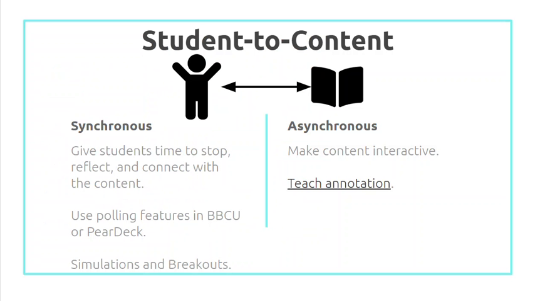The final type of interaction that we want to encourage is student to content. They're making connections to the content. You want to give students time to stop, reflect, and connect with the content. So don't just sit there for 50 minutes and lecture. You want the students to stop, reflect, and connect with the content. You can use polling features in Blackboard Collaborate. You can use Pear Deck. You can use Nearpod. All of these things are going to give students the opportunity to connect with the content in meaningful ways.